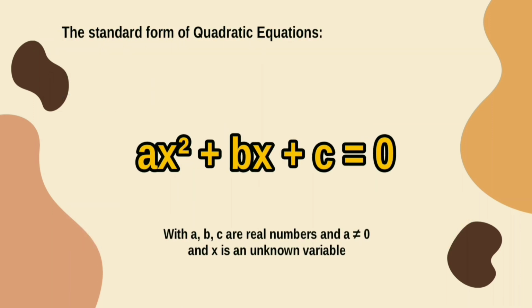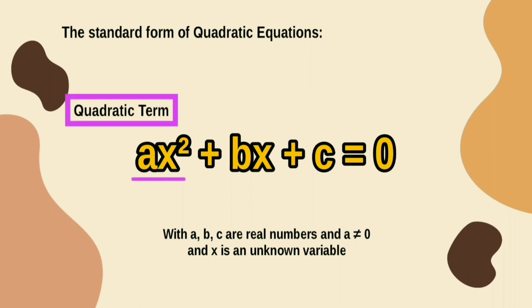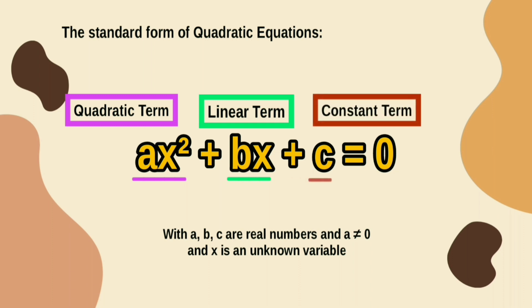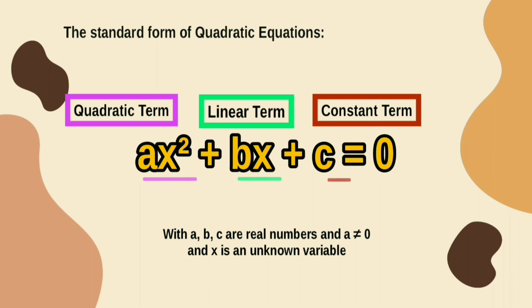Furthermore, the standard form of a quadratic equation is ax squared plus bx plus c equals 0, with a, b, c real numbers, a not equal to 0, and x an unknown variable. Ax squared is the quadratic term, so you can find the value of a beside x squared. Bx is your linear term, where you can find the value of b beside x. And c is your constant term. The value of c is a pure number, meaning a simple number without variables.